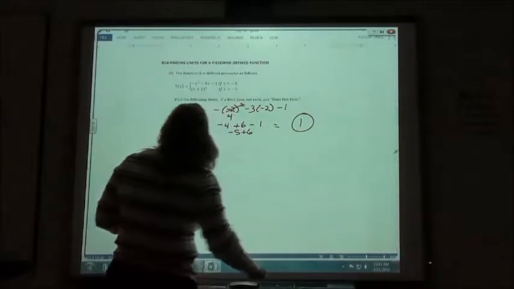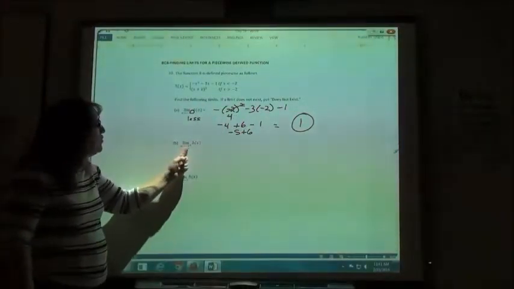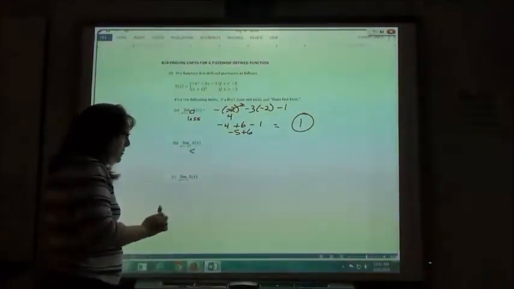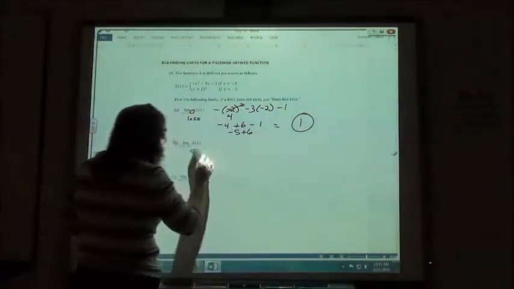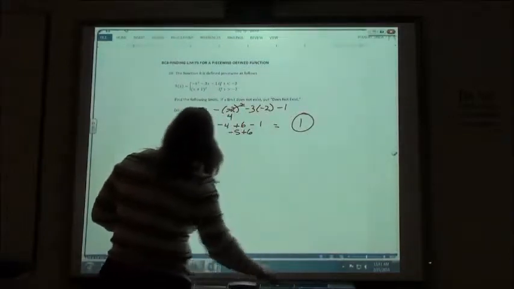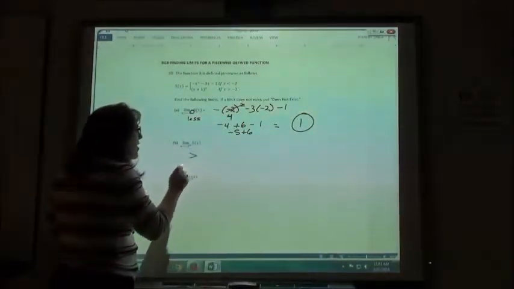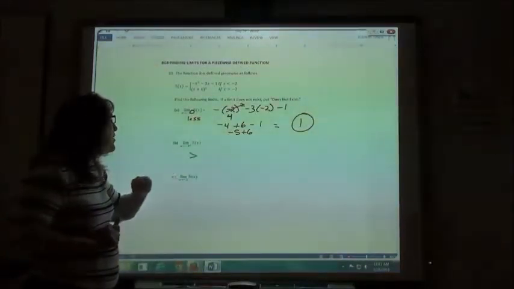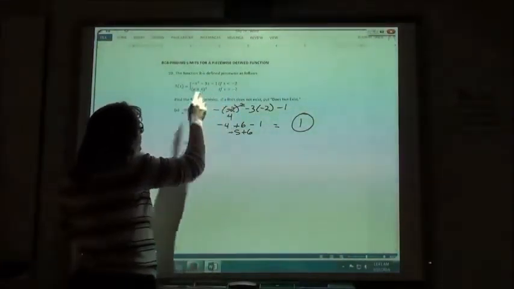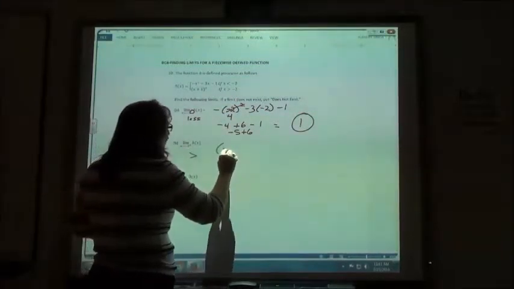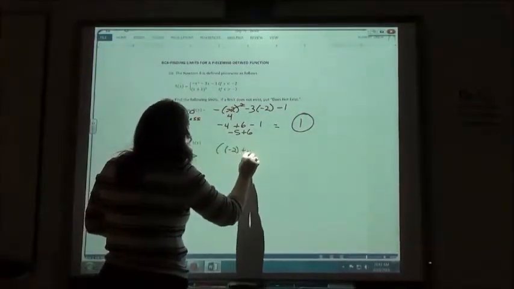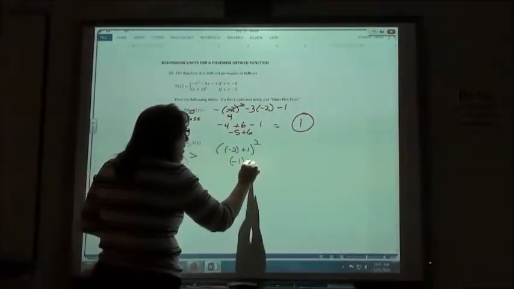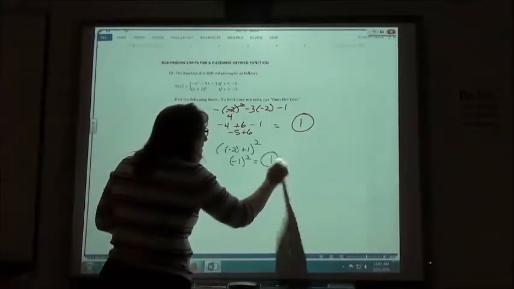If I do part B, as I approach negative 2 from the positive direction, in other words, I'm coming towards negative 2, so I want the ones that are greater than negative 2 because I'm coming from the positive side, so the number's bigger than negative 2. So in this case, I'm going to use this function. So I would say negative 2 plus 1 squared. Well, a negative 2 plus 1 is negative 1. A negative 1 squared is a positive 1.